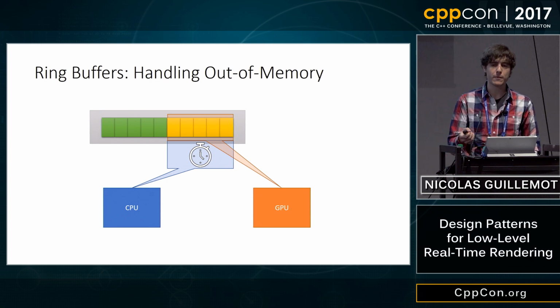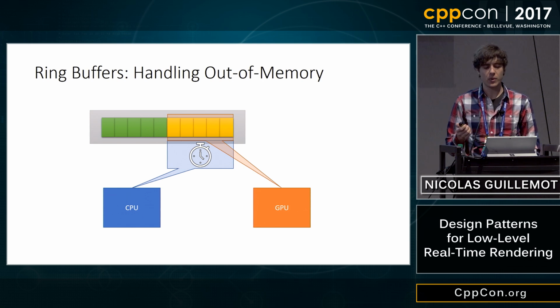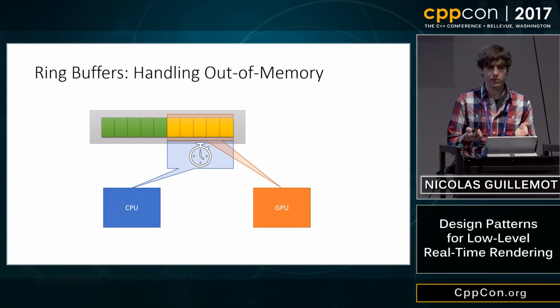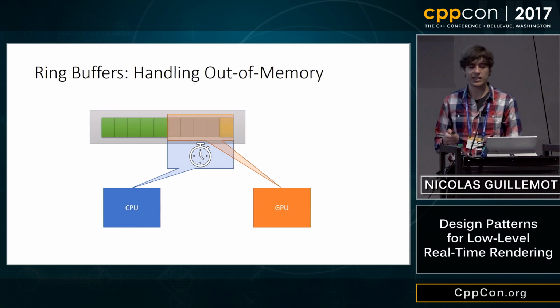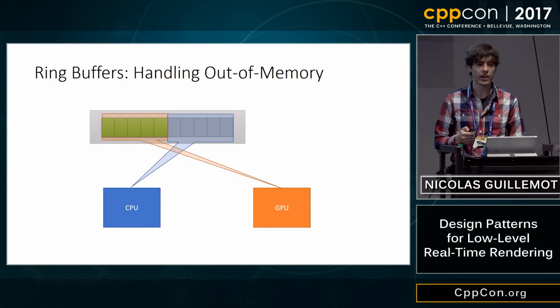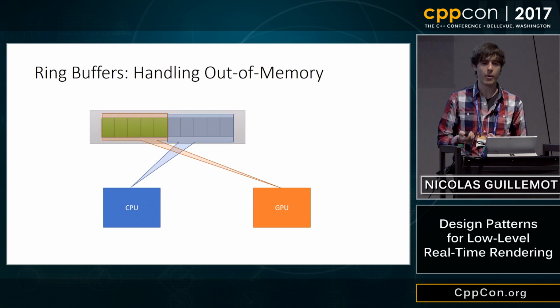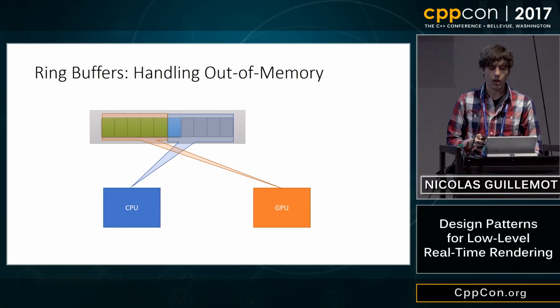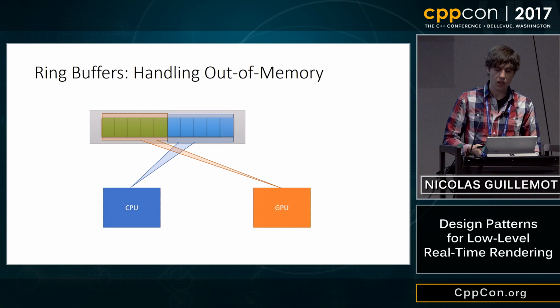So what happens if the buffer is full? The GPU is still reading the yellow blocks on the right, but the CPU wants to write the next stream of data, and it can't because the GPU is still reading that memory. In this case, the CPU might just have to wait for that block of memory to be available, which it might do using a fence. Once the GPU finishes processing that data, the CPU can take control of it and start writing again. That's one way of handling out-of-memory situations, using a fence, for example, to synchronize that access.